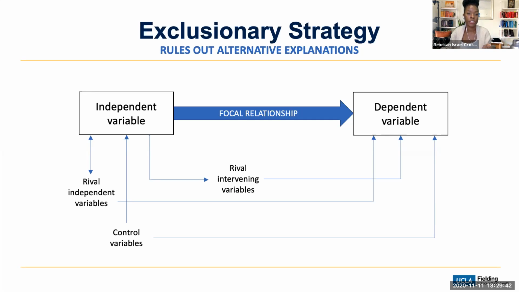Additionally, the exclusionary strategy requires that you think through control variables. These are variables that impact both the independent and the dependent variable. The example I use later is the relationship between segregation and physical activity. A control variable is something that impacts whether or not you are living in a segregated neighborhood, and also whether or not you're engaging in physical activity.